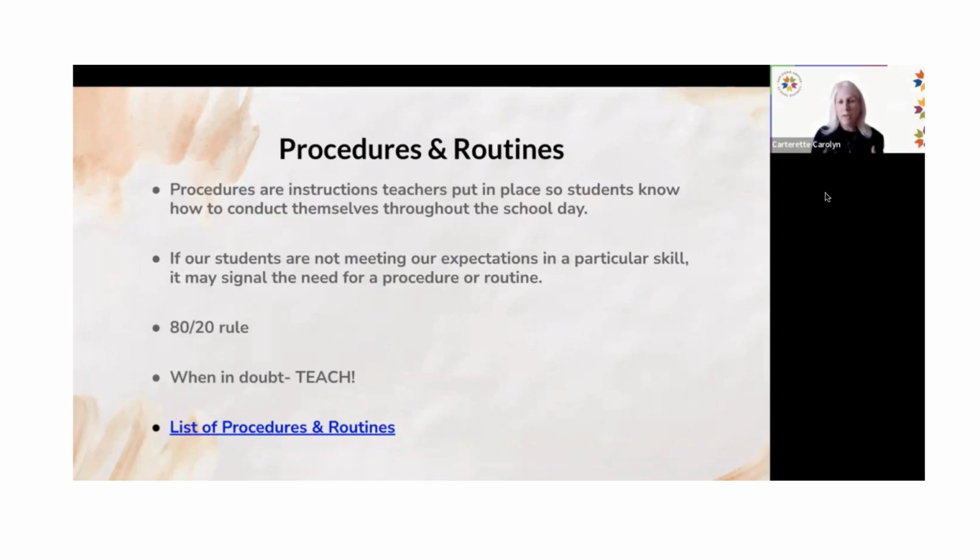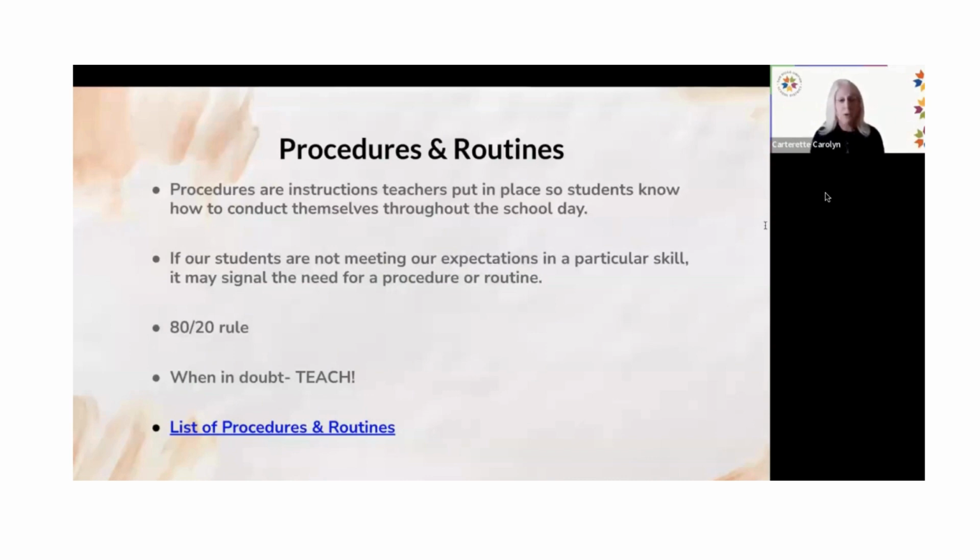We don't want to make a lot of assumptions about what our students know or don't know coming into our classroom. We certainly know that all of our students coming into our classrooms have a variety of experience or lack of experience coming in, right? So we kind of need to start at ground zero and not make any assumptions about what our students can do and just teach them. And that's really what procedures and routines are about.